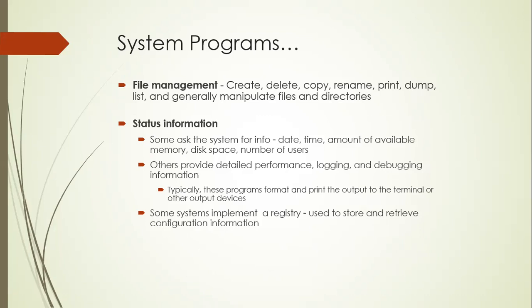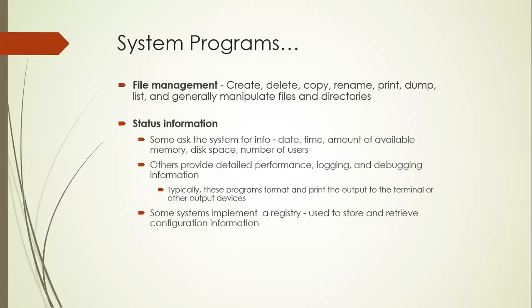The next class of the system program is the status information programs. These programs are used to present the status information to the user. For example, using status information programs, we can know about the current date and time of the system. We can know how much memory is available to our programs, how much disk is being used, how much disk space is being occupied, how many users are using this system, and which processes are running. So the programs which give these kinds of details are known as status information programs.